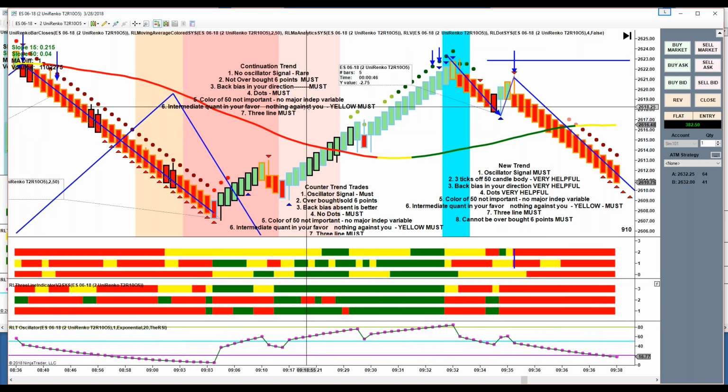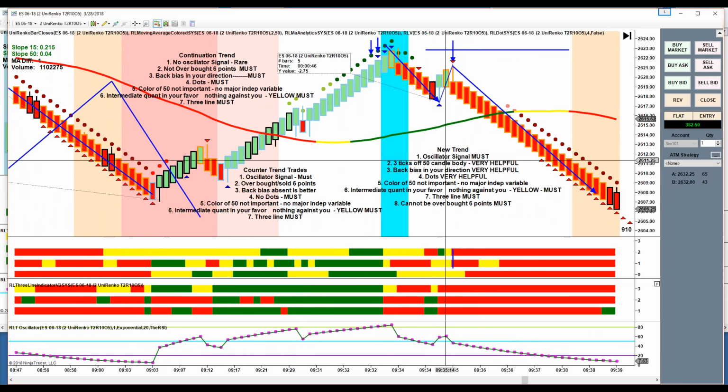So let's take a look at a new trend. Oscillator signal is a must. 3 ticks off the 50 with the candle body, very helpful, but not absolute. Background bias in your direction, very helpful, but not absolute. The dots, extremely helpful, but not absolute. The color of the 50 is not a major independent variable. You don't have to have the color of the 50 in your direction.